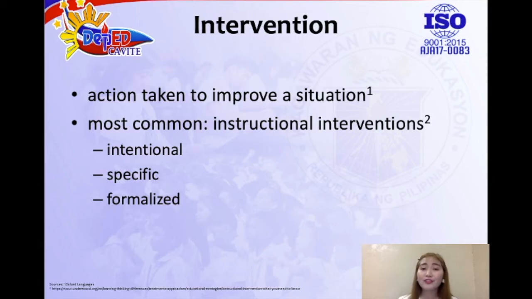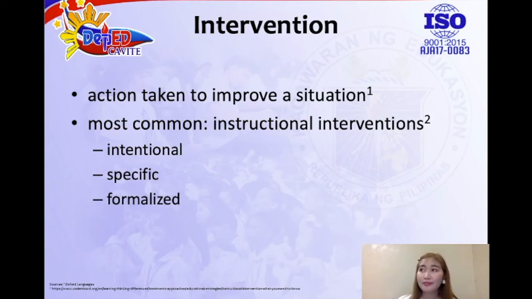The most common intervention that we use is the instructional intervention. What are the things that should be considered when we are doing an instructional intervention? First, it should be intentional. We must have a target, a clear objective. What is the problem that we want to solve? What is the situation that we want to improve?